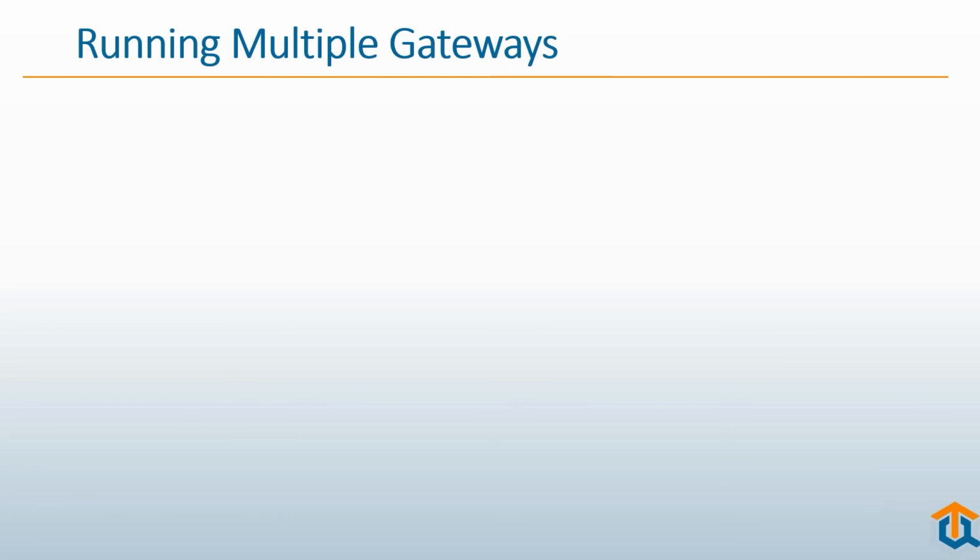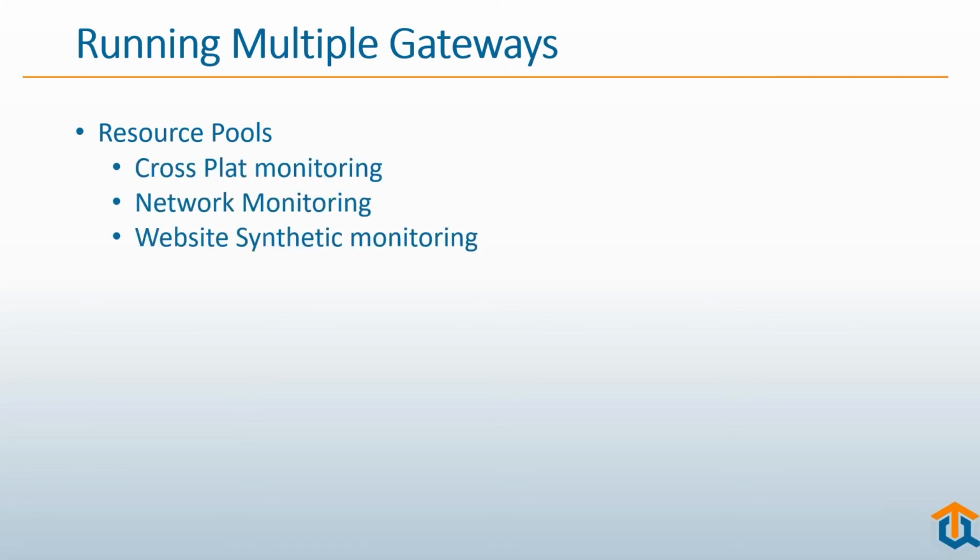Running multiple gateways. So we just talked about what the gateways are used for. And of course, we talked a little bit about having multiple gateways. One of the reasons why we might want them is for resource pools. And what we are using resource pools for is usually cross-plat monitoring, which means Linux, Unix, or network monitoring, and in some cases also website synthetic monitoring. This is because you can assign a resource pool for that one as well and distribute the run as accounts which you need for the synthetic monitoring to those machines as well.